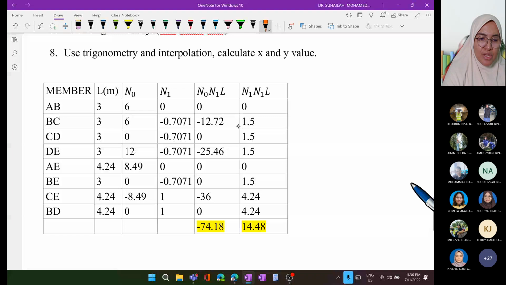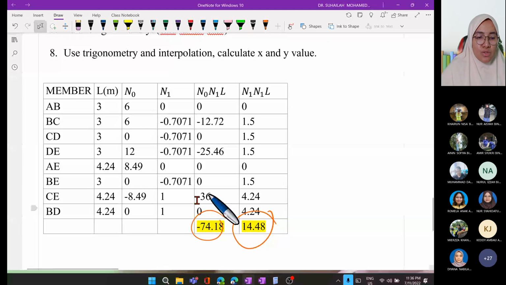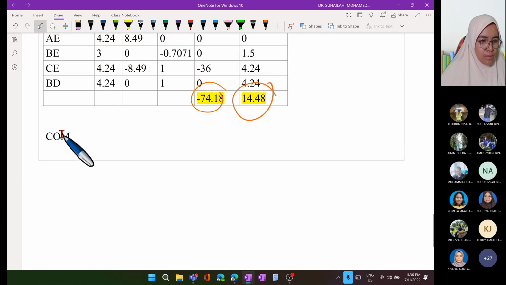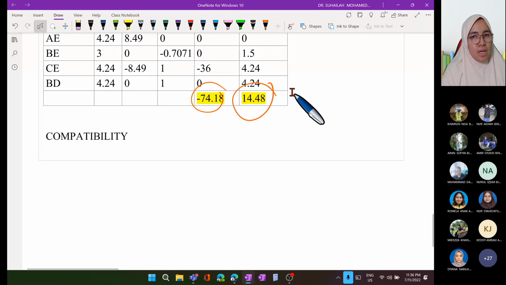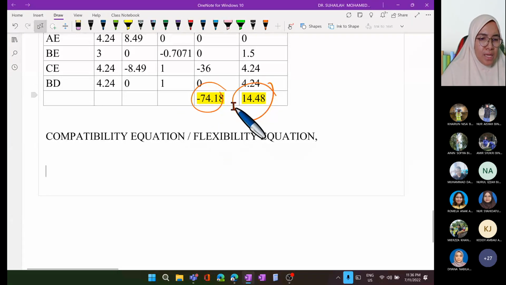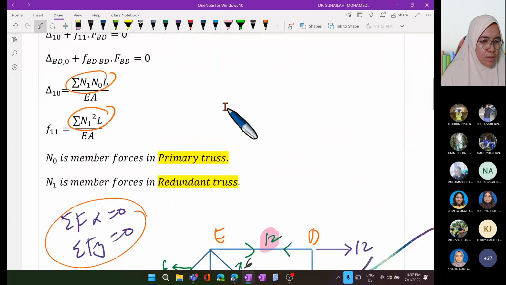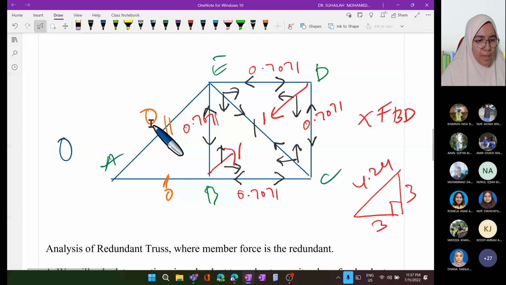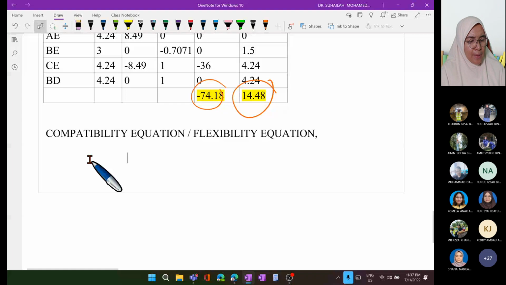Okay, now. So this is the summation lah. This is summation. So this summation we substitute into the compatibility equation. So we will have the compatibility equation, also known as the flexibility equation. This is the formula. Okay, this is the compatibility equation. So sampai this stage, I believe you dah boleh continue lah.